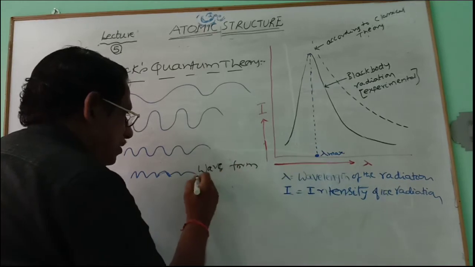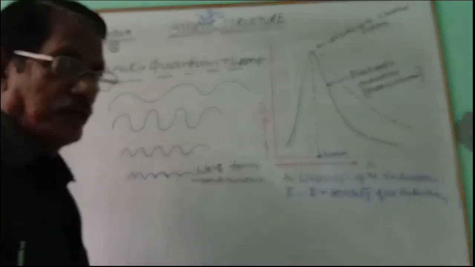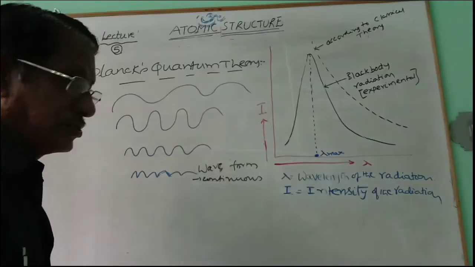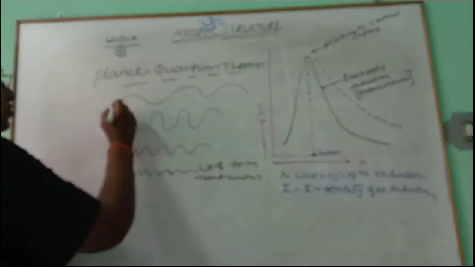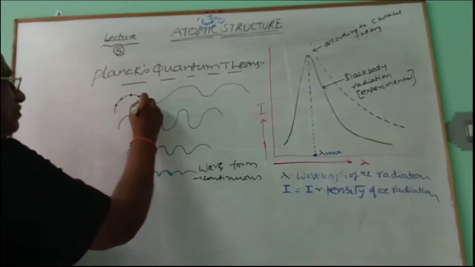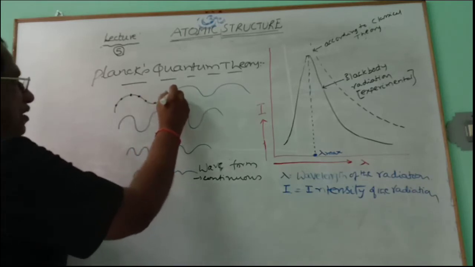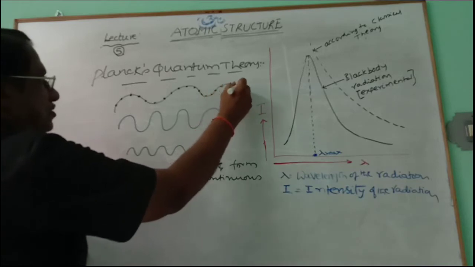Waveform is continuous. But according to Planck's theory, he introduced a small packet of energy which is associated with every form of radiation. So this is the packet of energy. These are the packets of energies associated with the radiation. Every radiation will have small packets of energies like this.